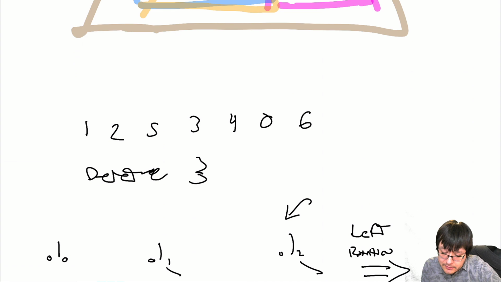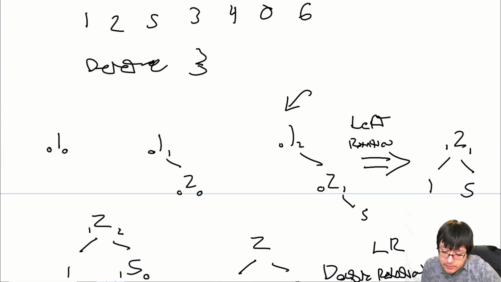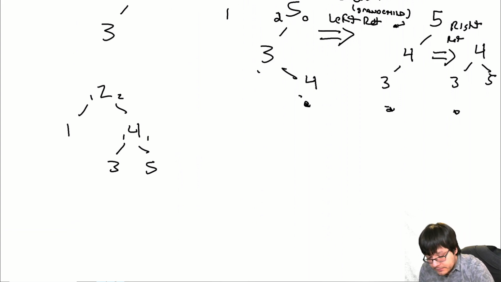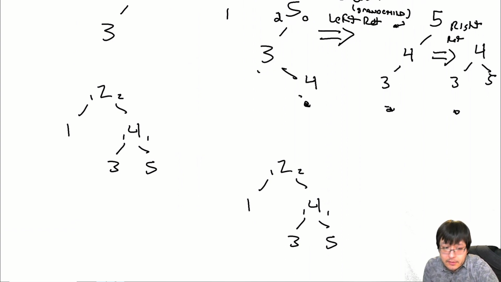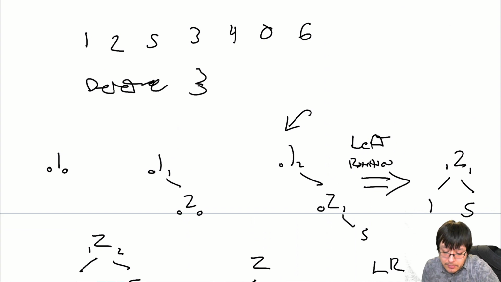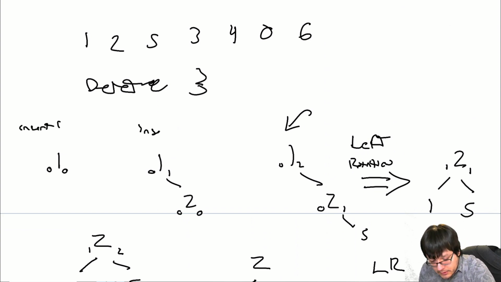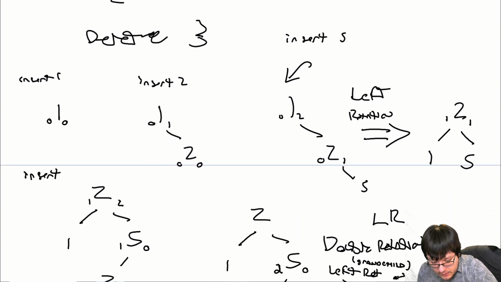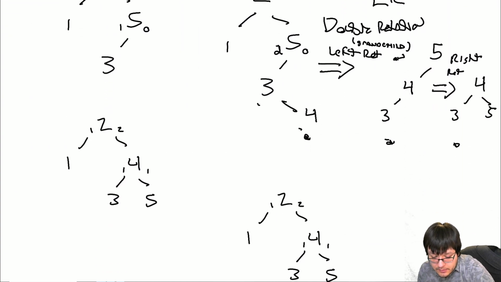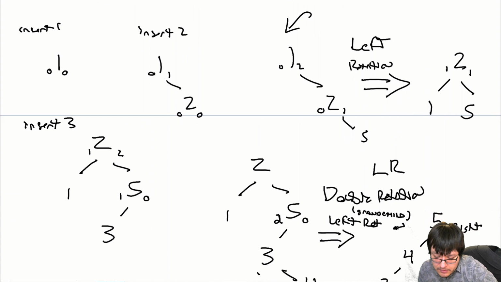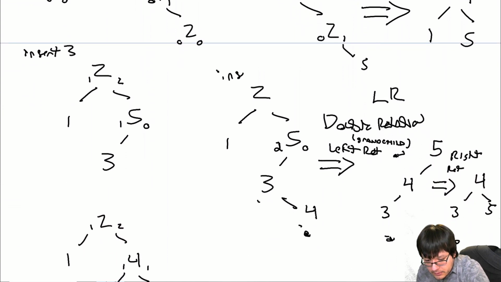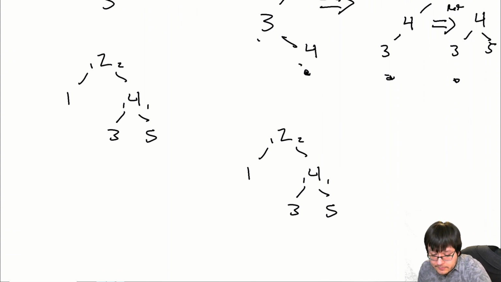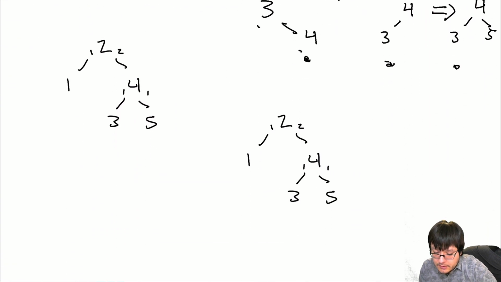Why we got a five in here? Oh, we do have a five. Okay, good. So we got to insert 0 and 6. And if you want to make this cleaner, then you can write on the top like insert 1, insert 2, insert 5, insert 3, we forgot one, insert 4. Zero.